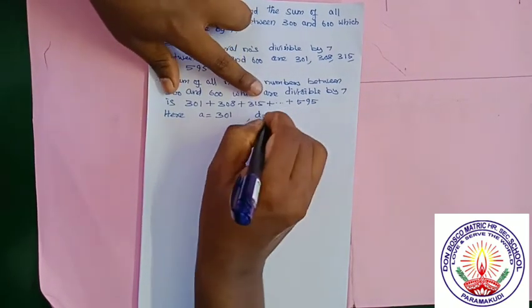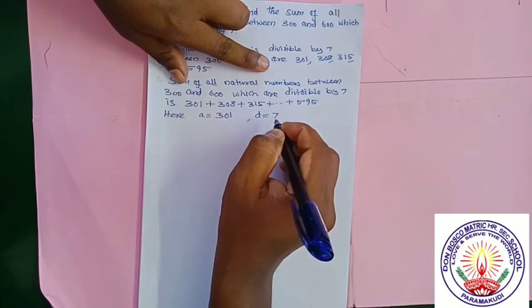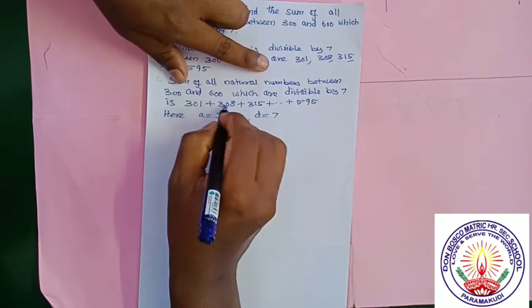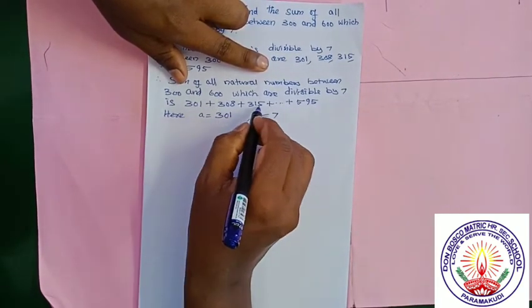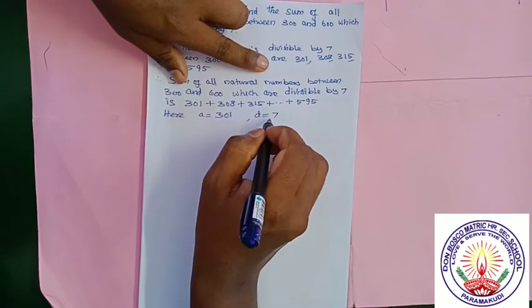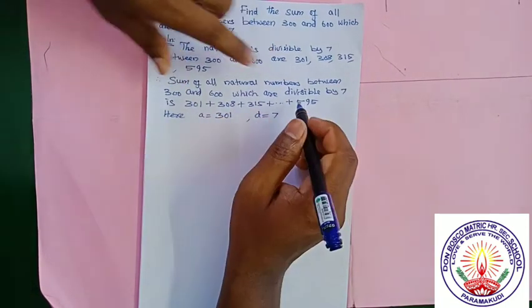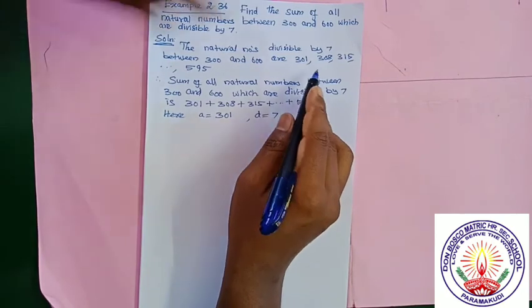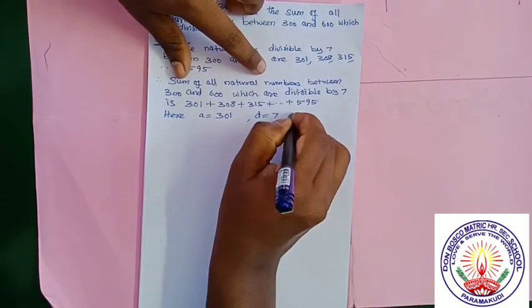So D is the divisible number. So 7 is the common difference. If you subtract 308 and 301, the answer is 7. 315 minus 308, the answer is 7. So in this, since the numbers are divisible by 7, D is the number which is dividing. And the last term is given.